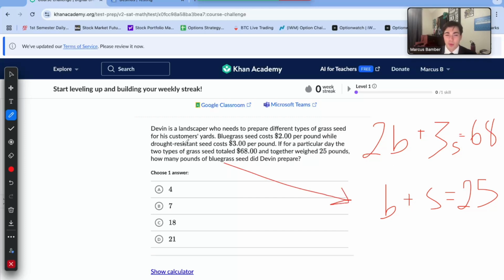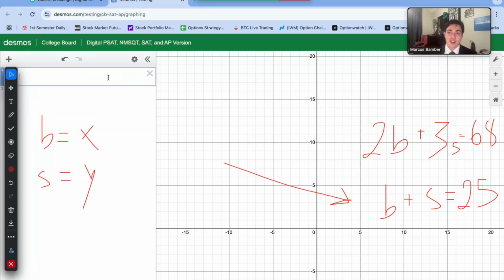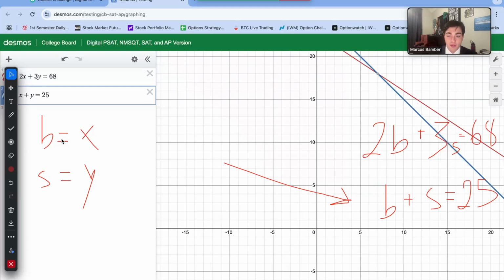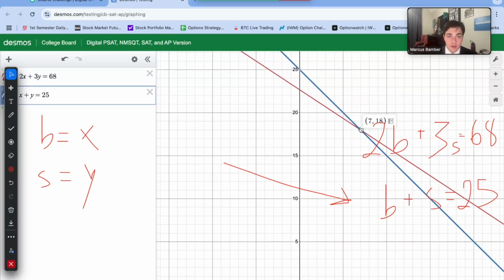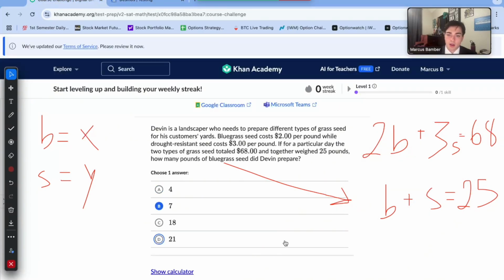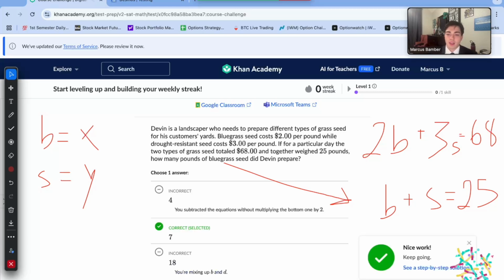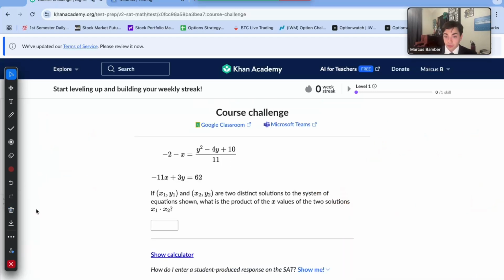Okay, so how we're going to solve this, we're going to set B equal to X. We're going to say that S is equal to Y, and all we're going to do is substitute both equations into Desmos. Very easy. We don't have to solve this arithmetically. So we're going to say 2x plus 3y equals 68, and then our next equation is x plus y equals 25, and we look for the x value because we're looking for the B. The x value of the intersection between the two lines is 7. So how many pounds of bluegrass seed should he prepare? 7. Okay, on to the next.